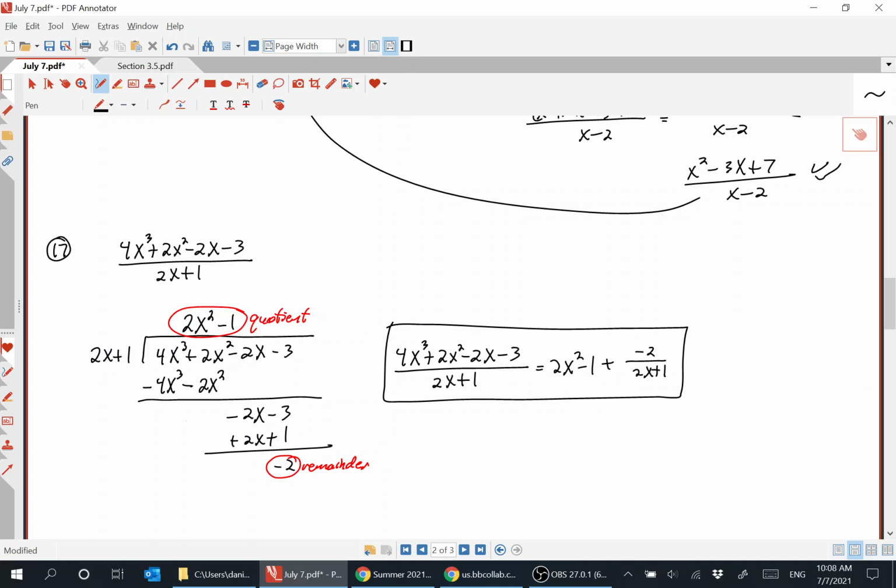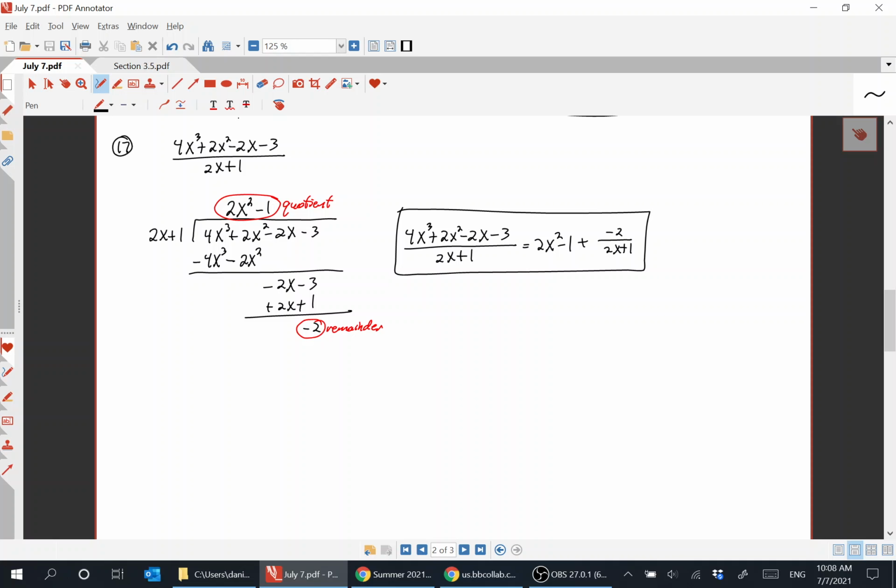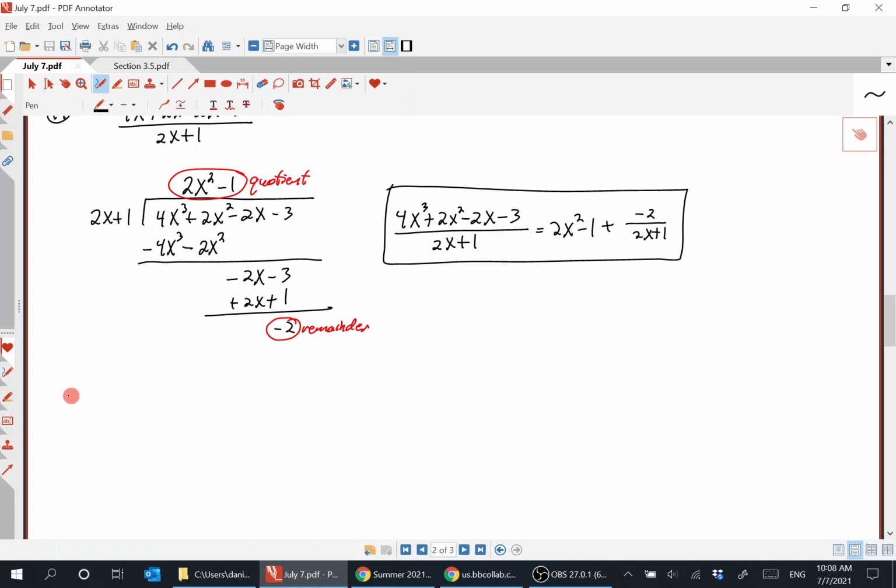Okay. And what that does, it gives you a polynomial plus a rational function over the same denominator, over the same divisor, but the degree of the top is less than the degree of the bottom, right? So that's more of a normalized form for a rational function, where the degree of the top is less than the degree of the bottom. And in section 3, the next section, we're going to, well, no, 2 sections from now. Section 3.6, you'll see why that's helpful. One way it's helpful. There's other ways too.